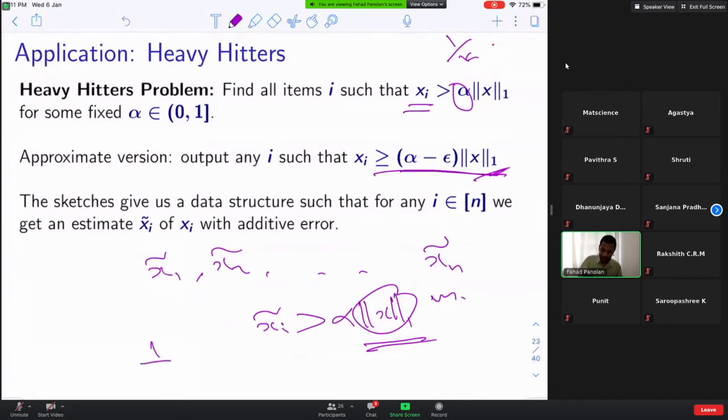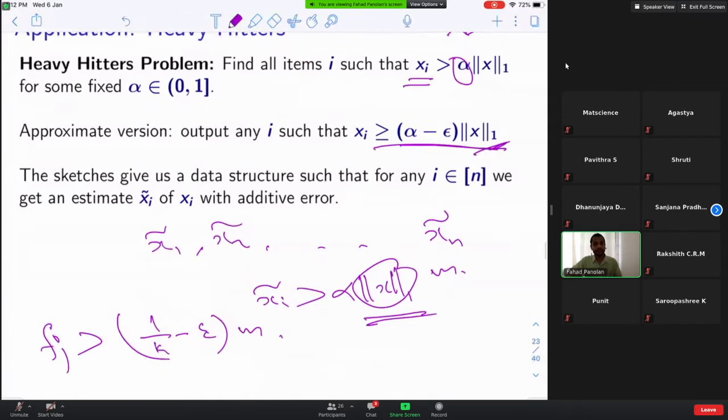Okay, and what is that element? Something which has like 1 by k minus epsilon times m. Suppose fj has this, then this may be in your output. But the number of such items will be bounded by at most k plus 1 by epsilon many of them, so it will be a small subset containing the heavy hitters. Is that clear?